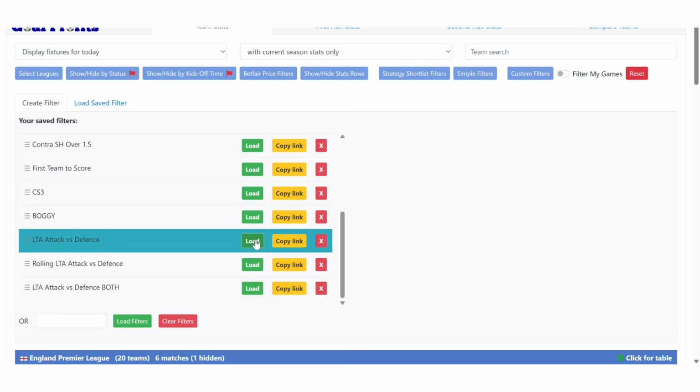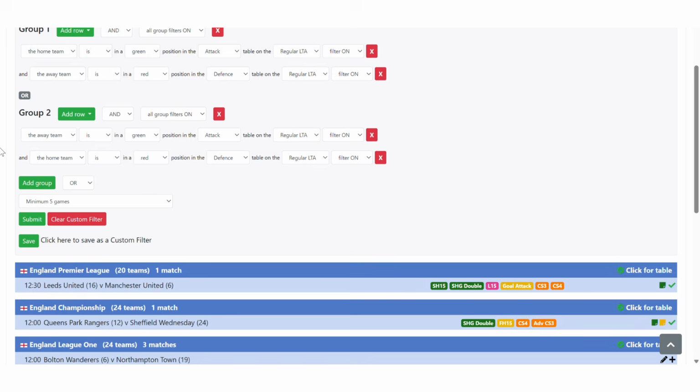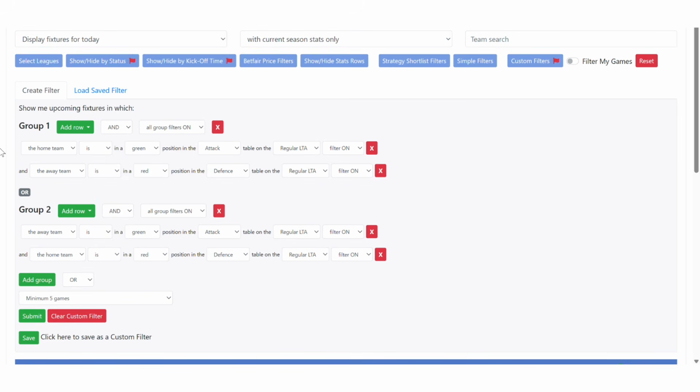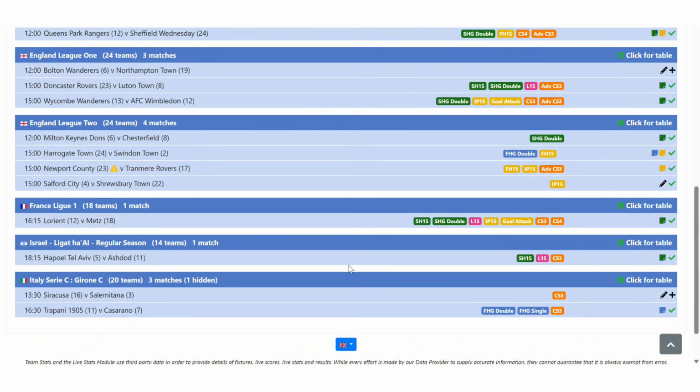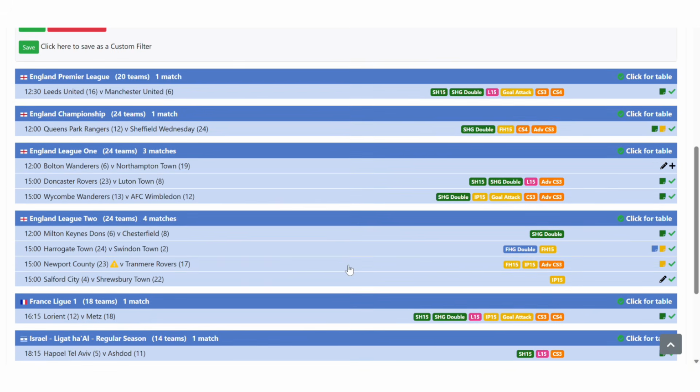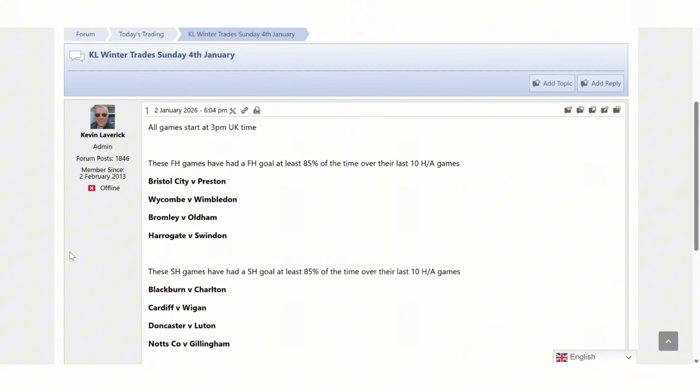This particular custom filter searches team stats for games where the home team is green in the attack table and the away team is red in the defence table, and vice versa. This just means the games it finds will have teams that have shown strong attack versus a weak defence. I added these matches to the list, as long as they also qualified for a goal profit strategy as well. Finally, I also added Kevin Laverick's selections to my list from the community forum, if they weren't already shortlisted.